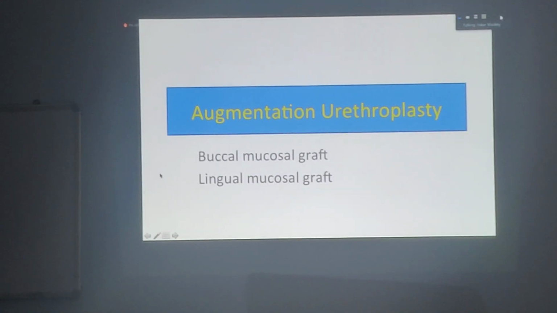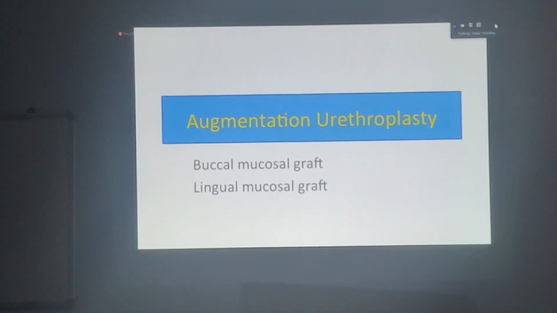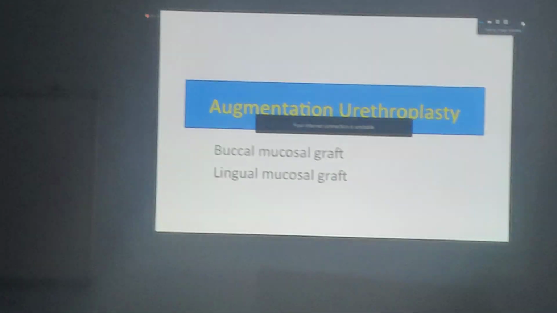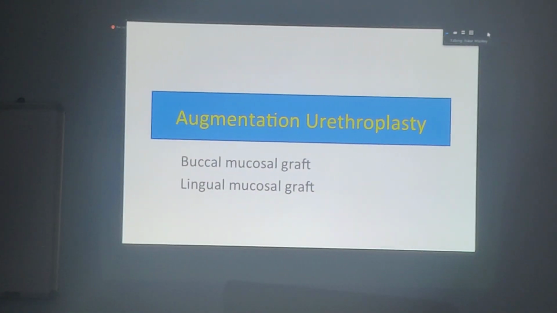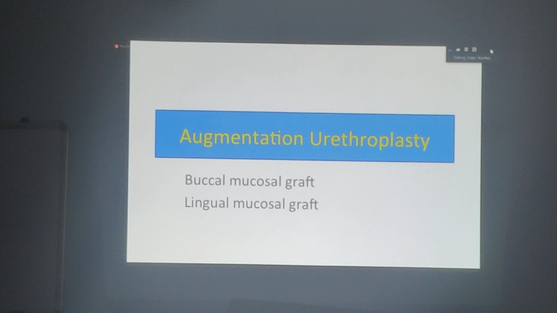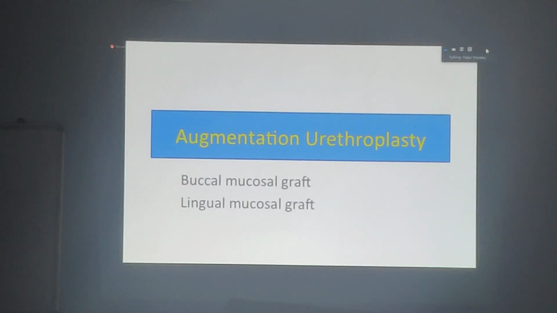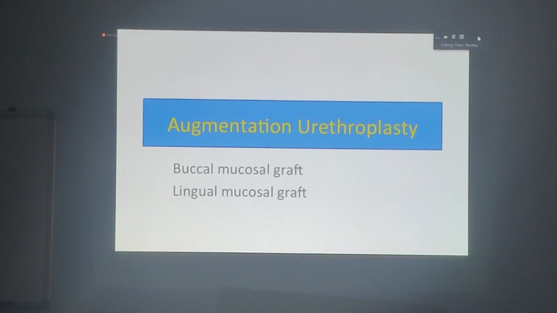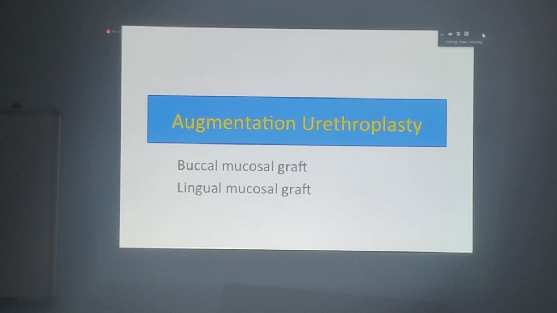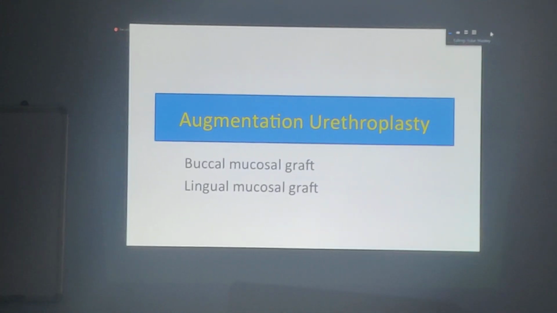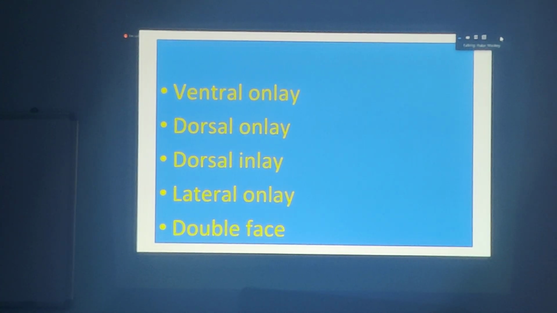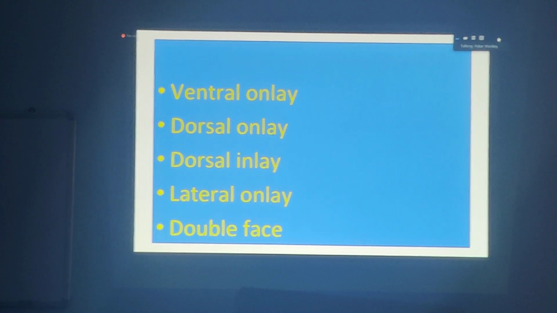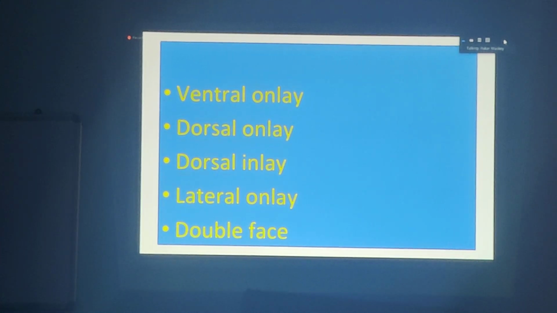So augmentation urethroplasty is the mainstay of treatment of bulbar urethral strictures. And oral mucosal graft is what is used most commonly, though in the past people used to use penile skin as well. Literature also describes using graft from the urinary bladder, rectal graft, post-auricular skin grafts, but by and large the most commonly used is the oral mucosal graft. So we have 3 different techniques, I must say: ventral only, dorsal only, dorsal inlay, and a double face urethroplasty. Lateral only is not done these days.